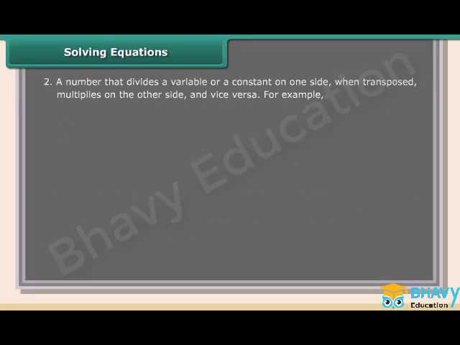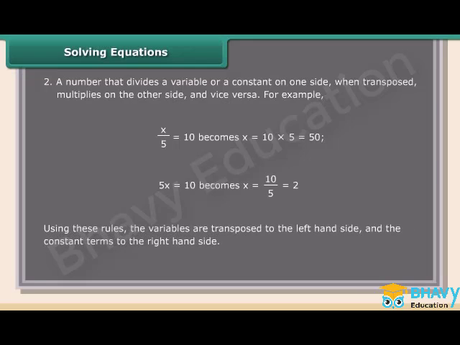2. A number that divides a variable or a constant on one side, when transposed, multiplies on the other side and vice versa. For example, x/5 = 10 becomes x = 10 × 5, which is 50. 5x = 10 becomes x = 10/5, which equals 2. Using these rules, the variables are transposed to the left-hand side and the constant terms to the right-hand side.